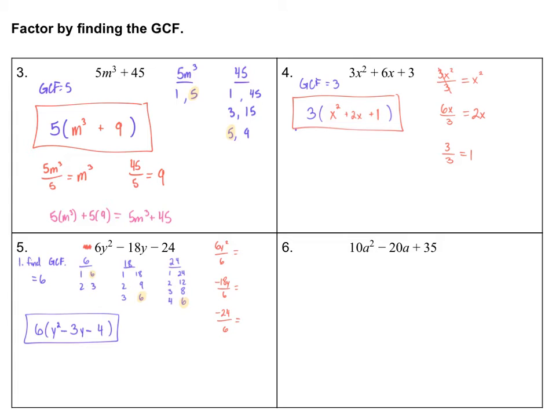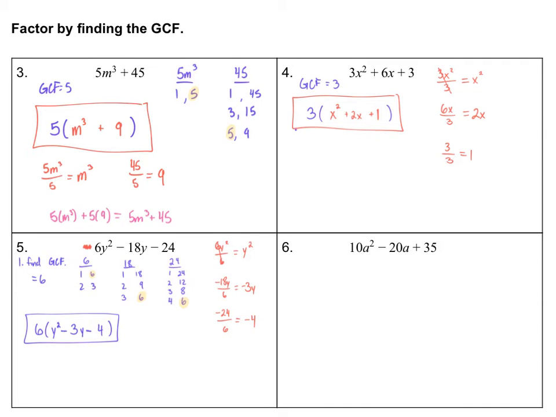Right, and if we had solved these problems on the right side, the 6 is canceled, giving us y squared. Negative 18 divided by 6 is negative 3 with the y left over, and negative 4, so you see we get the same 3 terms.